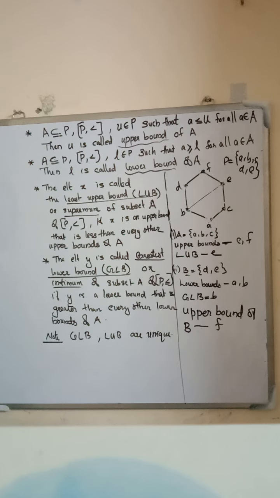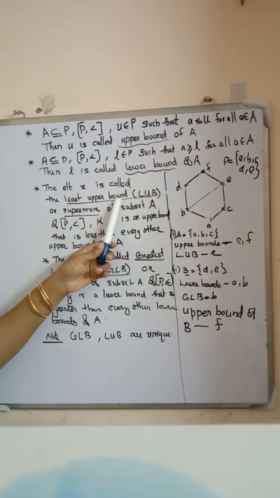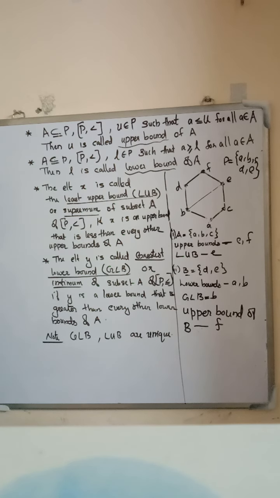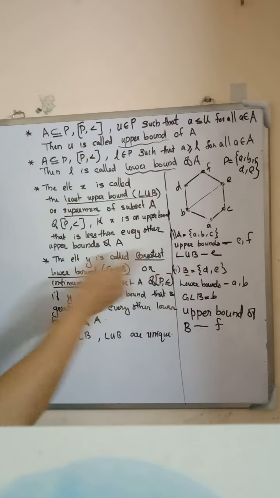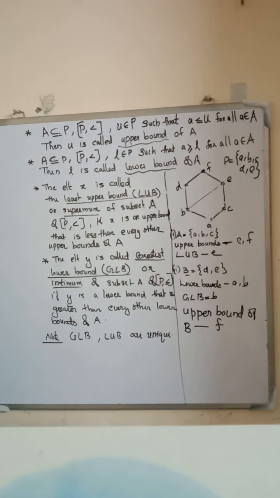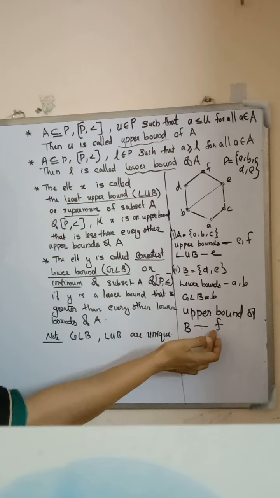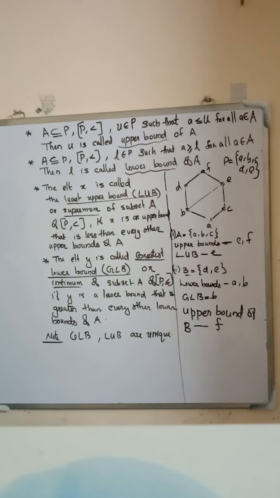Okay. Next we define the term least upper bound, or supremum. That means we have more than one upper bound. Here E and F are upper bounds. Also here is only one upper bound. If a set has more than one upper bound, then which one is the least upper bound? Least upper bound means an upper bound which is smaller than all other upper bounds.